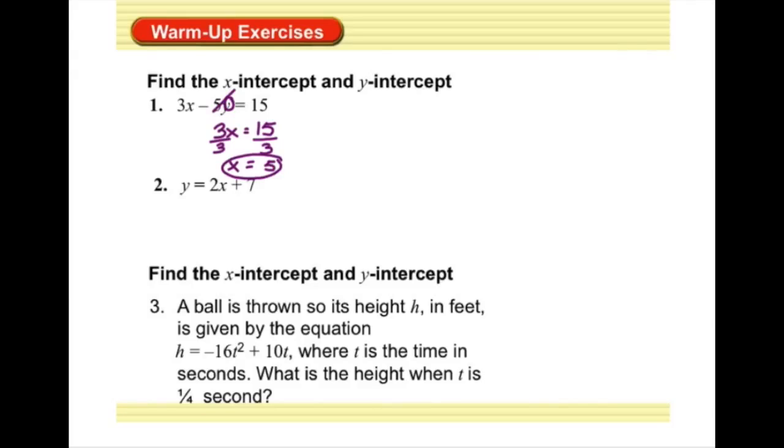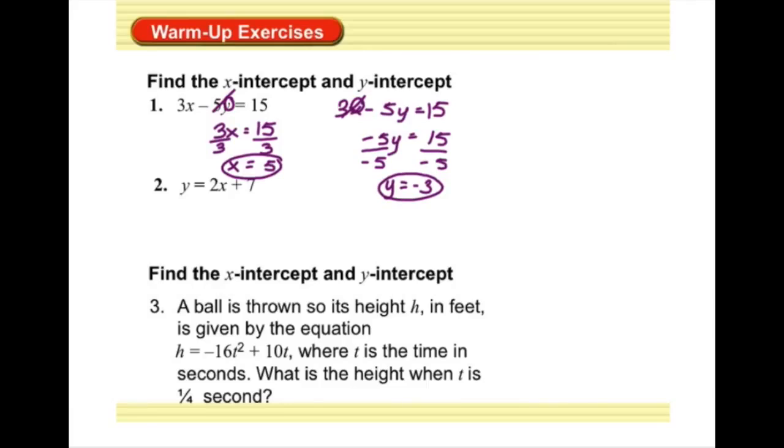The second part of this problem is to find the y-intercept. So I'm going to need to plug in 0 for my x. So 3x minus 5y equals 15. Plug in the 0 for my x. 3 times 0 is 0. So I just have negative 5y equals 15. Negative 5 times y, so I'm going to divide by negative 5. Divide by negative 5. Y equals negative 3. And so my y-intercept is negative 3.